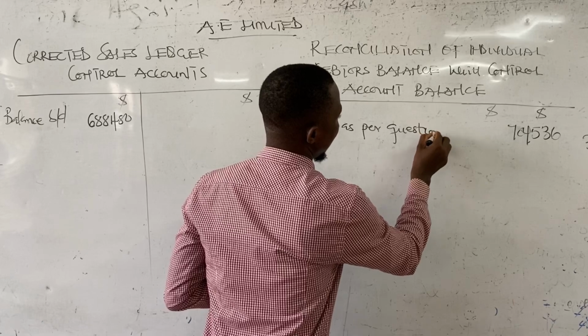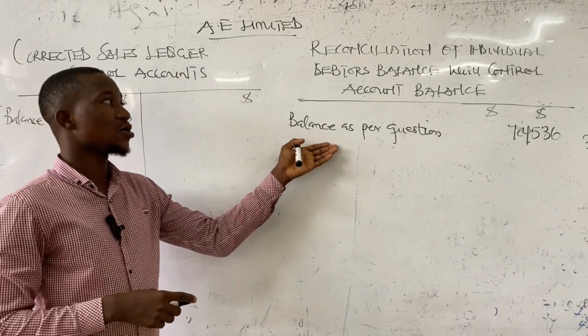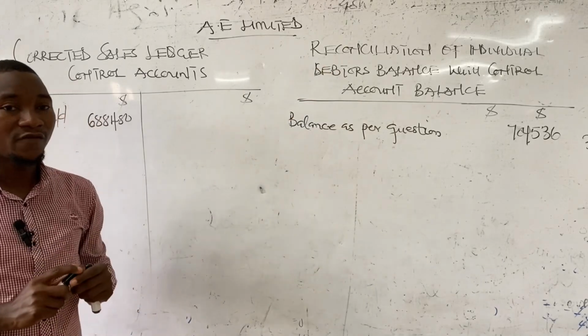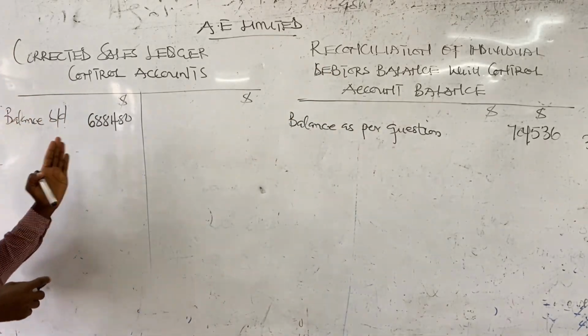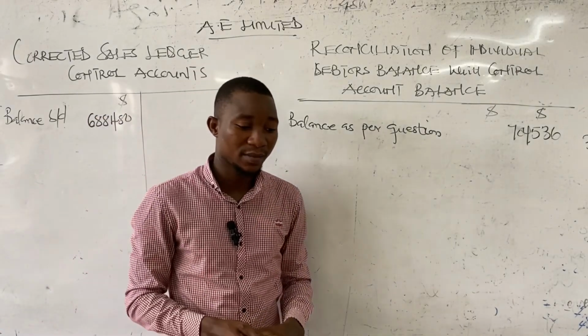The balance as per the question, or the balance extracted from the list of debtors. Is that okay? Very good. Now, after recording the opening balances, let's try to rectify the errors one by one.